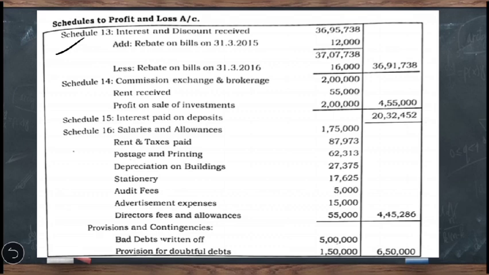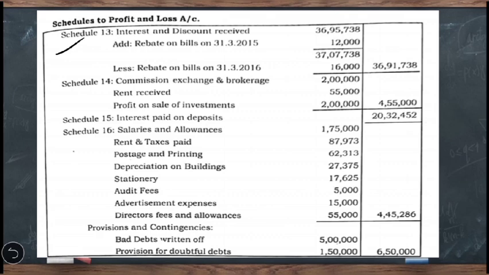Here one adjustment is there, that is rebate on bills discounted. As I said in the previous question, if they give you discount on bills discounted as a separate item, then the rebate can be adjusted to that separate item. But here in this question, interest and discount received, they have clubbed and given total amount, that is 36,95,738. So you have no other option other than making the adjustment of rebate on bills discounted to the same amount. Okay, so what is the adjustment required here?